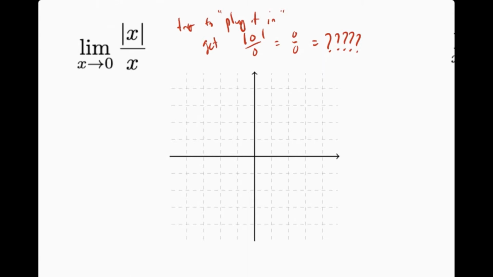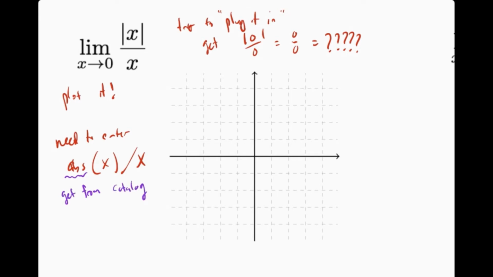So what I'm going to do is plot it. And now it's time for a little bit of instruction in your TI calculator, how to plot absolute value functions. So what we want to do is plot this function. In the y equals screen, we need to enter absolute value of x over x in the TI. And the absolute value function, you get that from the catalog.